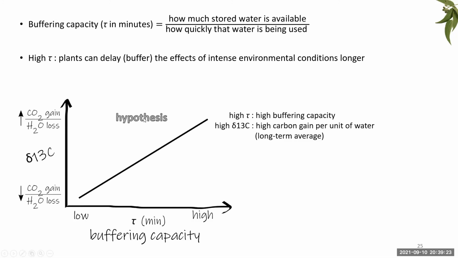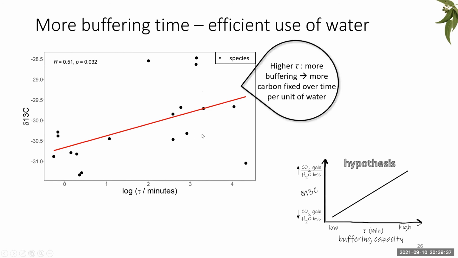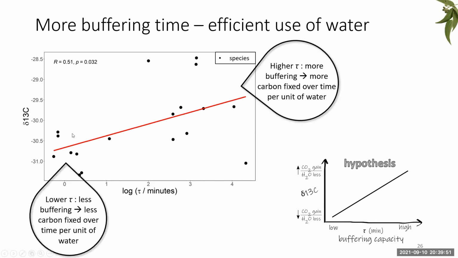So by that, what I mean is if the buffering capacity is high because of high reserves of water, plants should be able to gain more carbon dioxide for the amount of water that they lose. And this is what we actually find in our species. So we see that higher tau or higher buffering capacity leads to more carbon gained over time, which is this delta 13C value, the isotopic signature. And plants which had lower buffering capacity had less carbon fixed over time per unit of water.